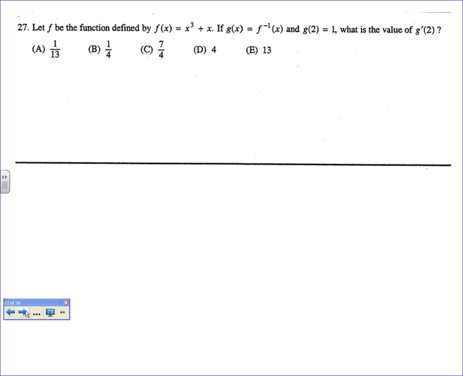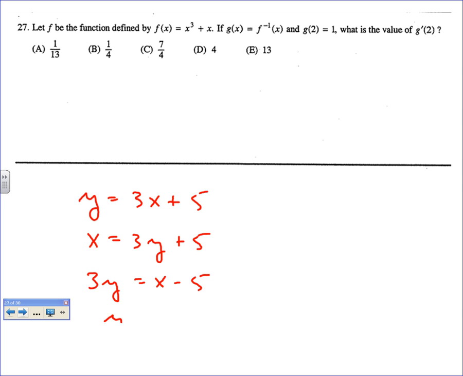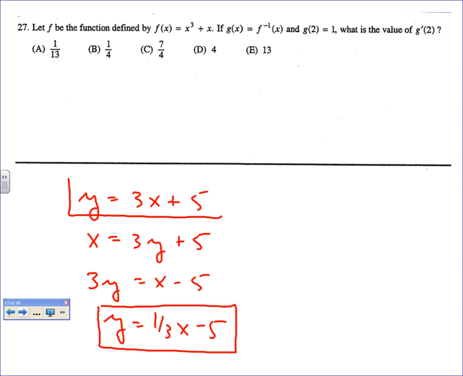Some people never realize, though, that we have a relationship between the slopes. For instance, if we have a line whose equation is 3x plus 5, wouldn't the inverse be x equals 3y plus 5? And if we did some trading around with the x's and the y's, wouldn't we get that 3y equals x minus 5, or that y equals 1/3 x minus 5? So this is the inverse, right? And this is the original. Notice there's a relationship between the slopes. The slopes are always reciprocal. Not negative reciprocals, just reciprocals.